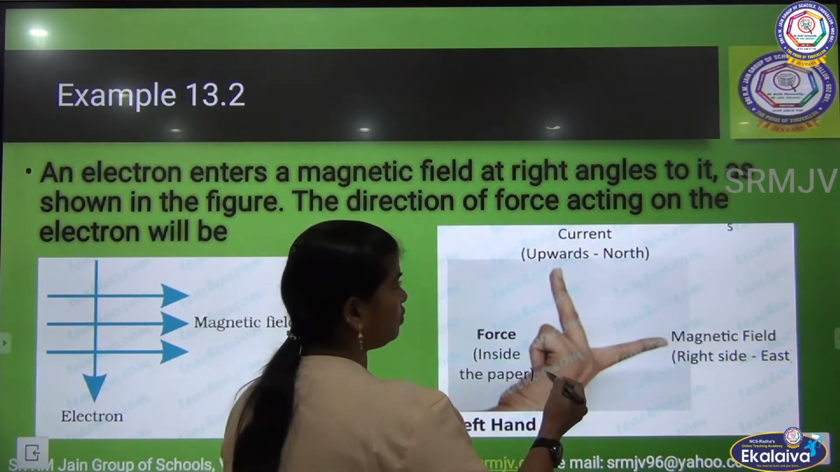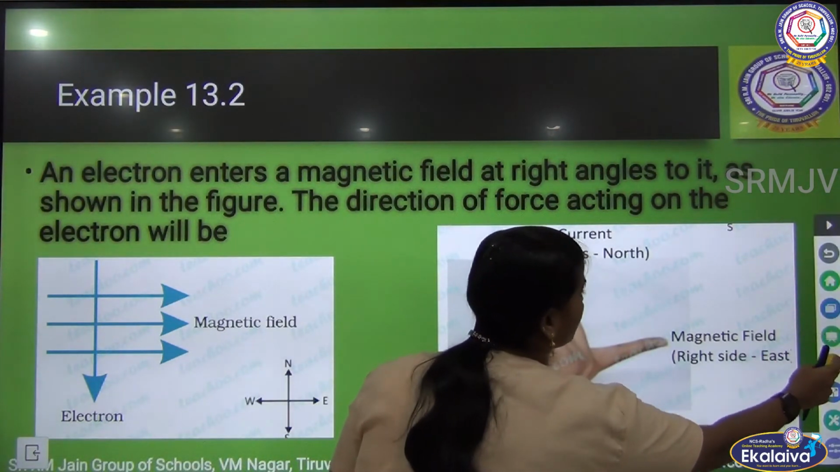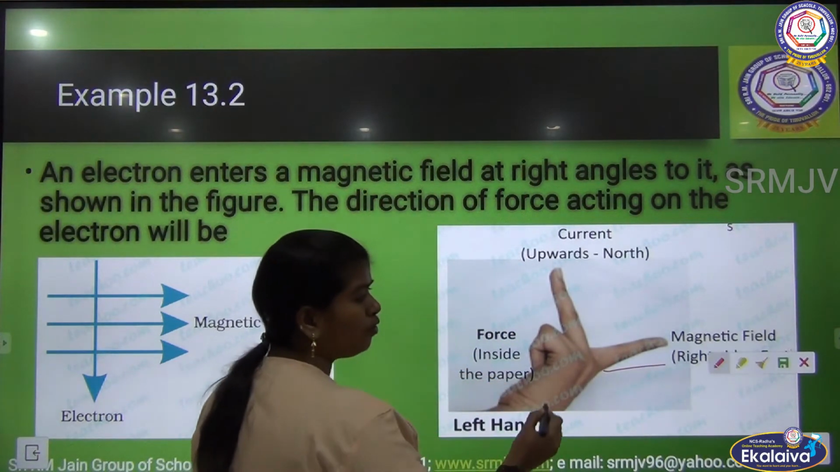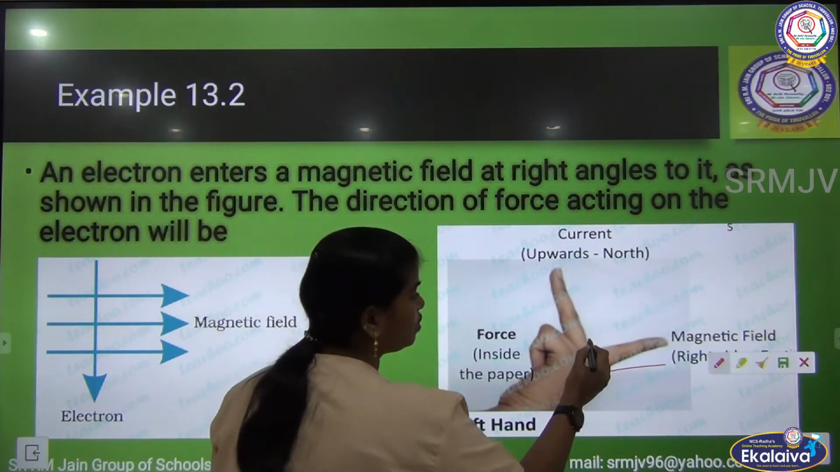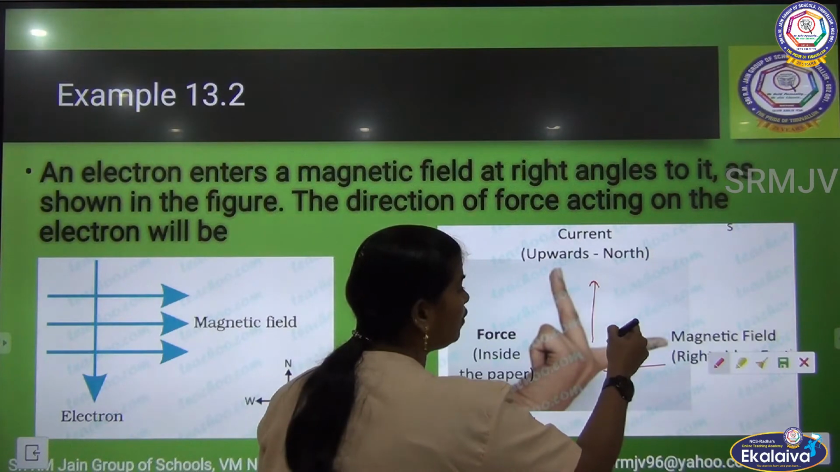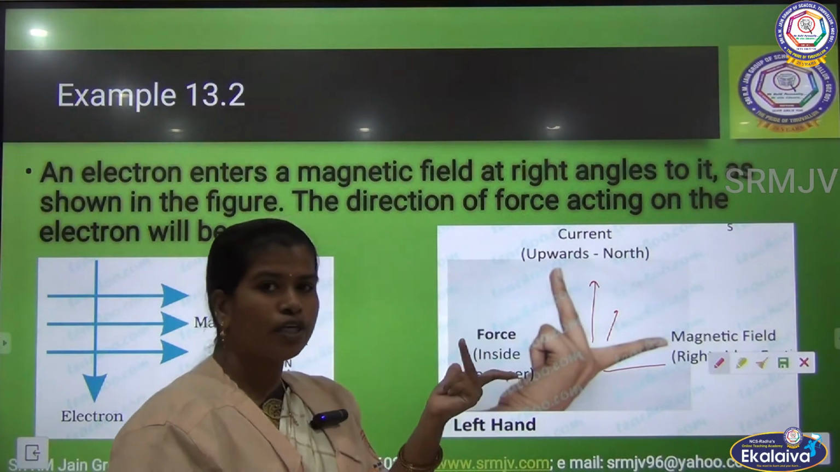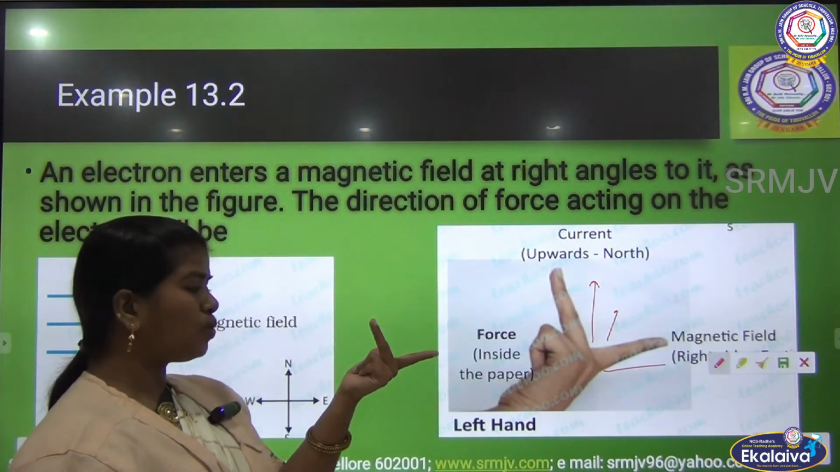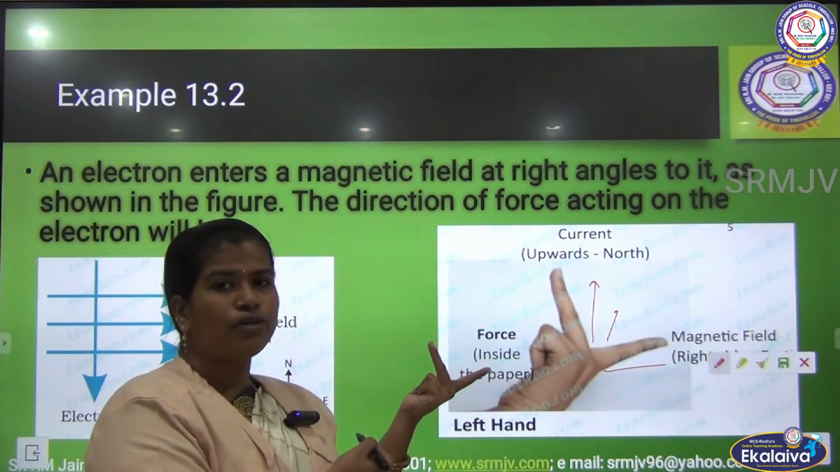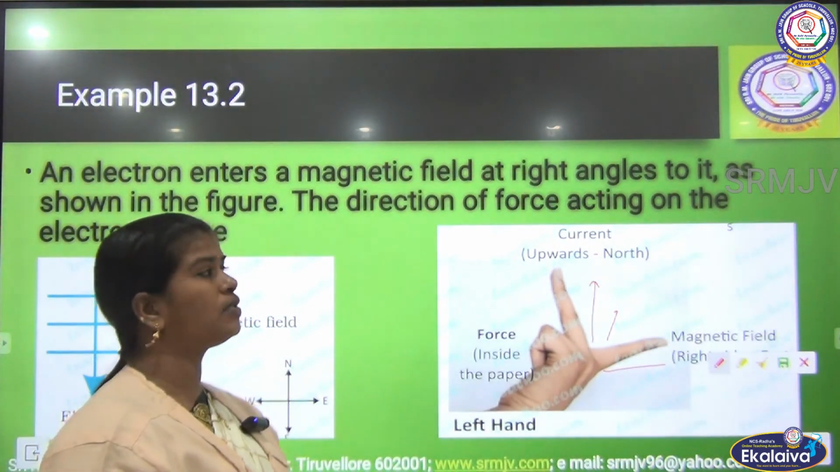Your forefinger indicates the direction of magnetic field, and this is your middle finger. The middle finger indicates the direction of current, and your thumb will be on that side, into the page or into the board. So according to this question, the force which will be exerted will be in the direction into the page or into the board. Yes, this is how you have to answer such types of questions.